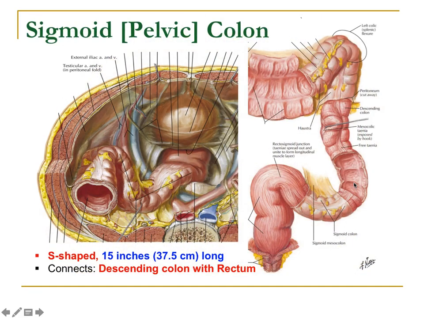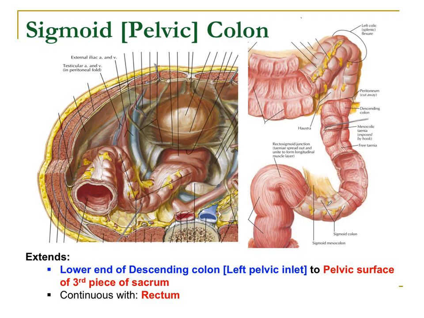Now let's move on to the sigmoid colon, after passing through the descending colon. This one is an S-shaped structure. If you see somewhere here in this region, it looks somewhat like an S shape. It is almost 37.5 centimeters long, and it connects the descending colon with the rectum.